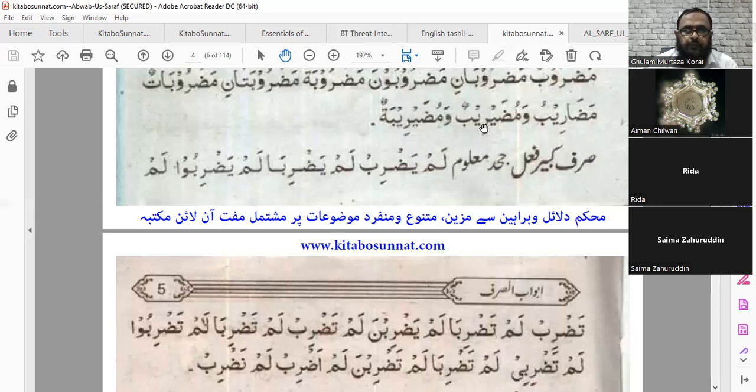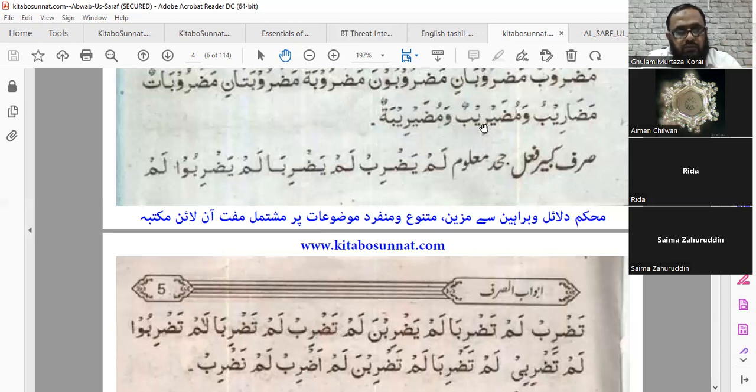Good. And in the jama', there's 2 jamas: jama' mudhakkar ghaib and jama' mudhakkar hadir, like yadribuna and tadribuna. Noon also comes at the end of jama'. Lam yadribuna and lam tadribuna. And there's 2 with noons.